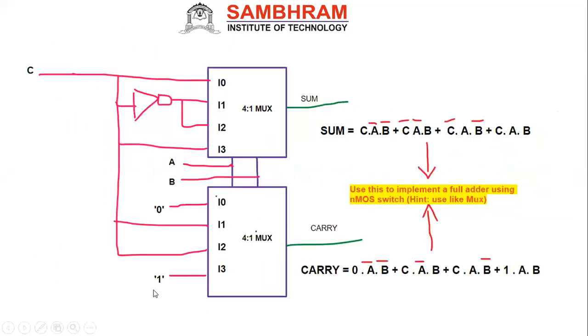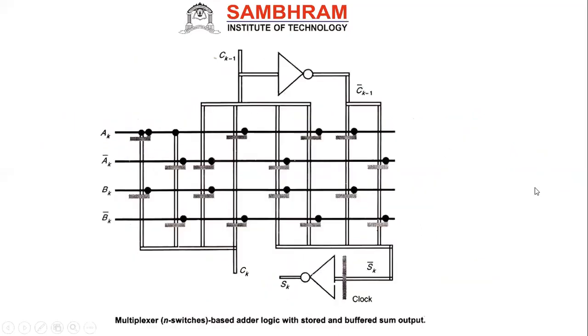Now you can see the same diagram we showed here. This will be your full adder using multiplexer logic. Now you can use this to implement a full adder using NMOS switches. With the multiplexer only, we can try to use this. This is the approach: same as before, we need to write the Boolean expression for your full adder. I hope you understood that.